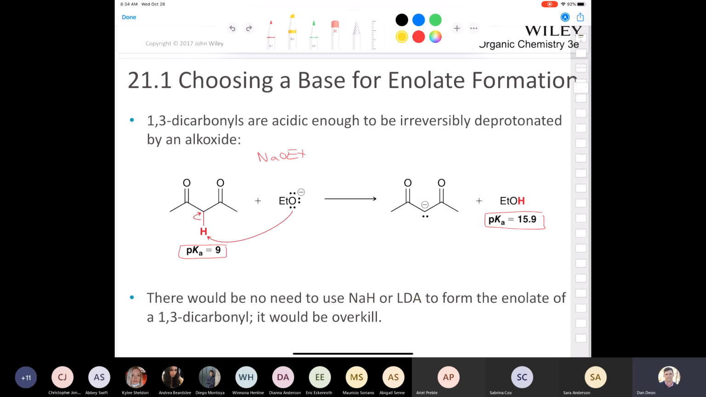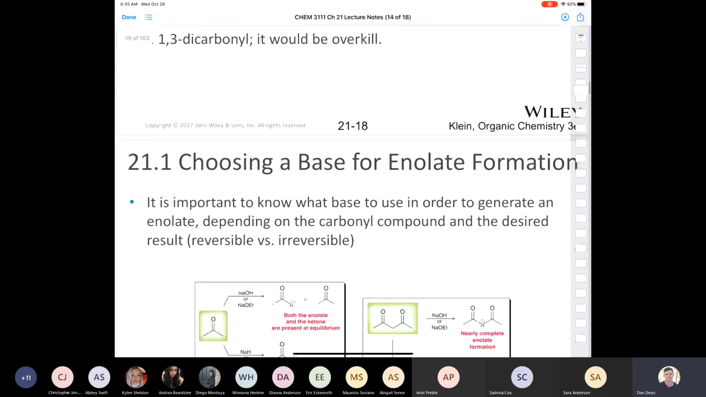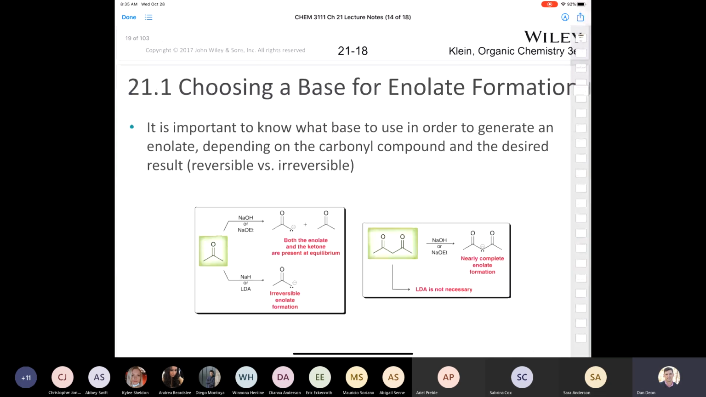Now, that's quite a bit of talk about acidic protons and bases this morning. So it would be a good idea for you to familiarize yourself. And familiarize, what's that? That's the instructor's politically correct word for memorize, right? It's a good idea to familiarize yourself with what base should be used in order to generate an enolate depending on the carbonyl compound and the desired result. Okay, so there's 3 scenarios here.